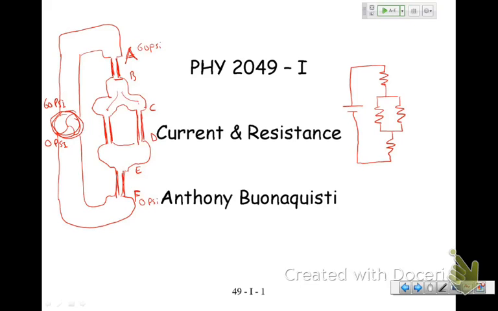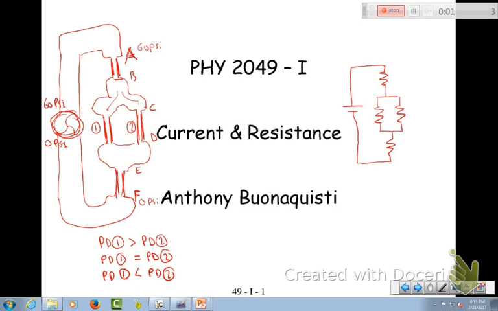I can tell you between B and C there's no pressure difference. I can tell you between D and E there's no pressure difference. Let me ask you a question. If this is number 1 and this is number 2, 3 choices. Pressure difference across 1 is bigger than the pressure difference across 2, pressure difference across 1 is equal to the pressure difference across 2, or pressure difference across 1 is less than the pressure difference across 2. What do you think? A, B, C. There you go. I'll let you get started.